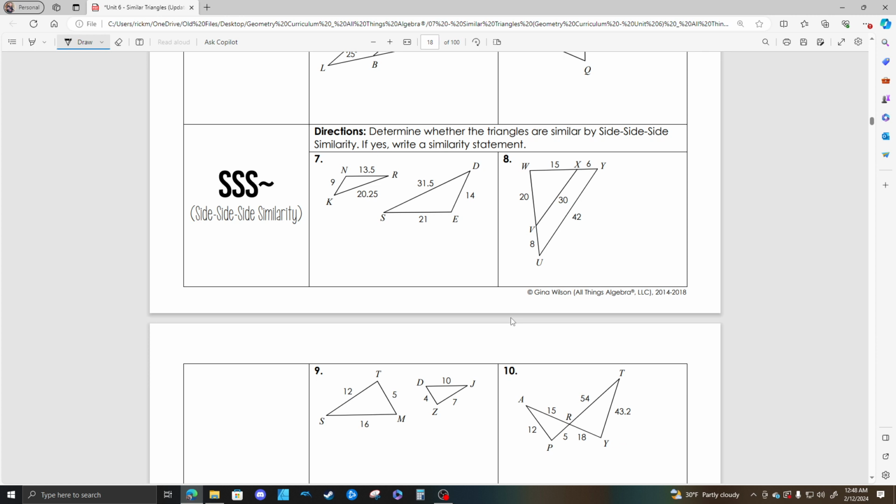All right, let's do a couple for side, side, side, just to make sure we've got this down. So side, side, side, we need everything to match up.